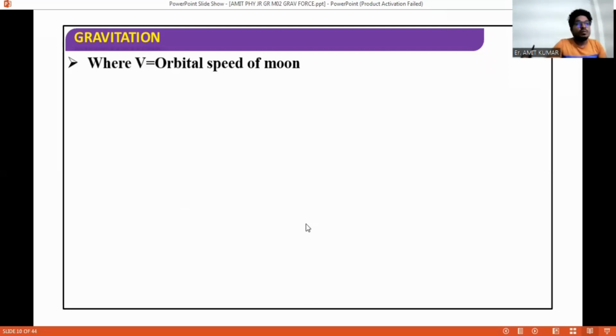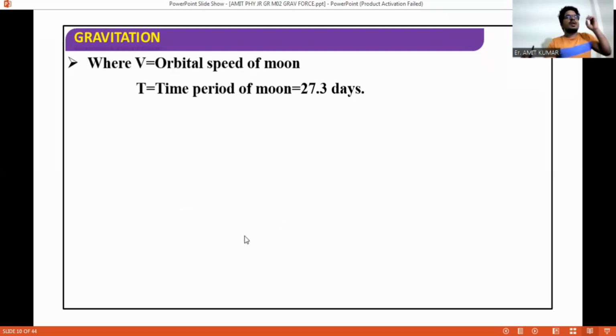V is the orbital speed of the moon, and T is the time period of the moon. All of you know the moon takes 27.3 days to revolve around the Earth, completing one revolution. You can take 27.4 also, no problem. You should know all this data in your brain; you cannot ignore it.